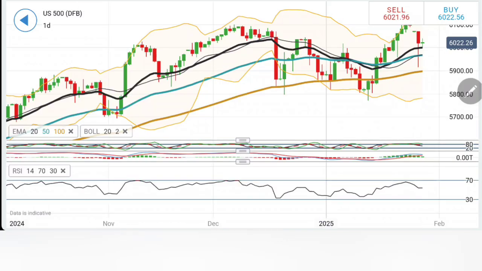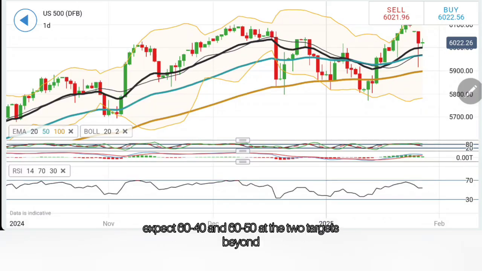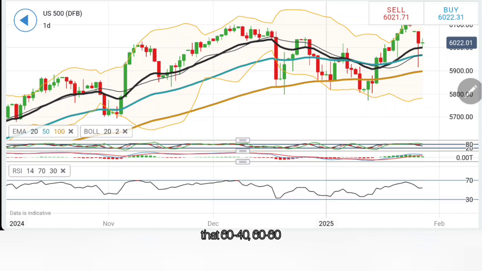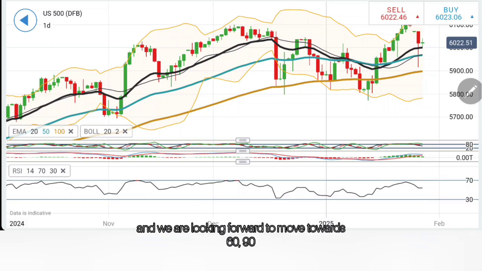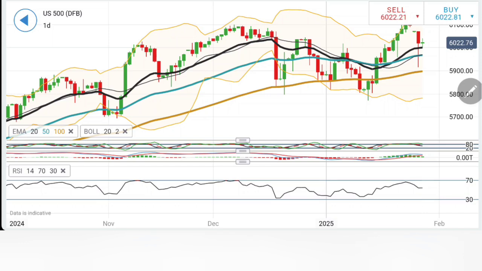RSI has dropped. So look, I will recommend you to buy if you see it is staying now above 60-32. Expect 60-40 and 60-50 as the two targets. Beyond that 60-60, 60-64 should be there, and then 60-72. If these levels are taken, you can say that the bulls are back and we are looking forward to move towards 60-90, 60-95, and 60-100.